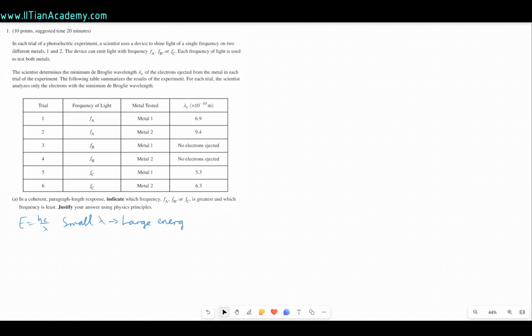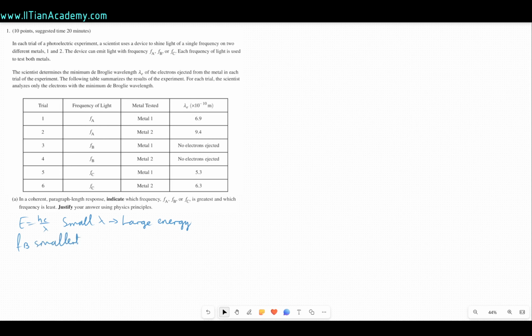And well, what we know in the photoelectric experiment is that we have certain frequency photon emitted incident on the metal surface, and if the photons don't have enough energy, then there will be no electrons ejected. So that's the case for Fb. So the frequency of light Fb is not high enough. It doesn't have enough energy to take electrons out from the surface of the metal. It cannot outwork the work function of the metal. Therefore, Fb will be the smallest.